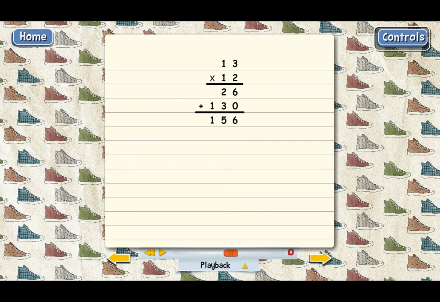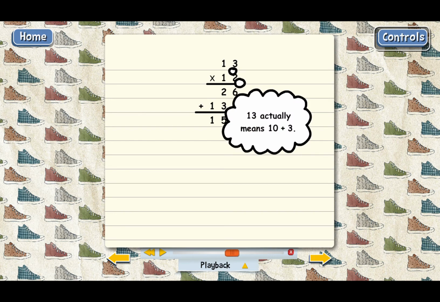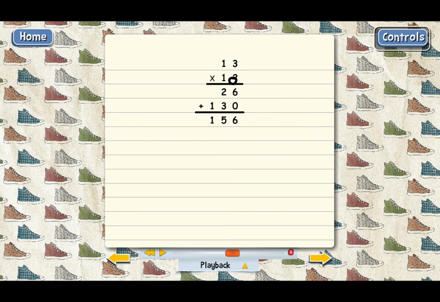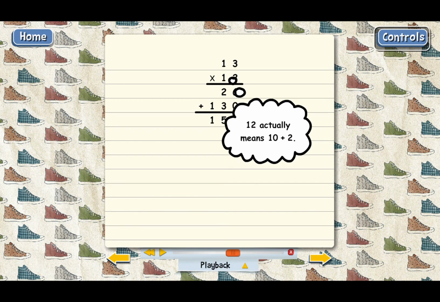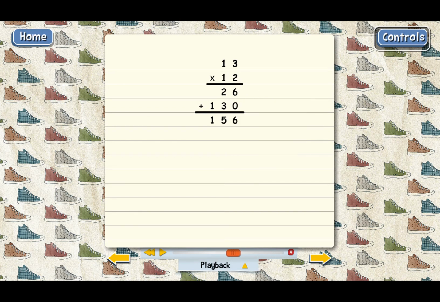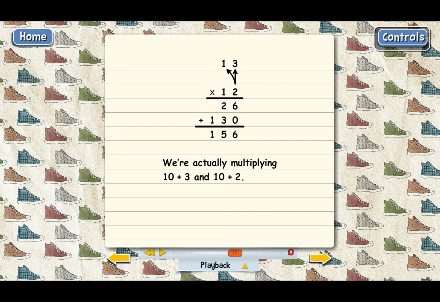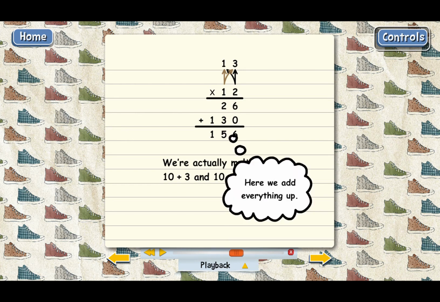Here it is all multiplied out. Now, the number 13 actually means 10 plus 3. The 1 stands for a 10, and then the number 12 actually means 10 plus 2. So when we multiply 13 and 12, we're actually multiplying 10 plus 3 and 10 plus 2. And then look at how we do it. We multiply 2 by both 1 and 3, and then we multiply the 1 from 12 by both 10 and 3. And then the last step is we add the results down here. But think about it. That's just advanced distributing.